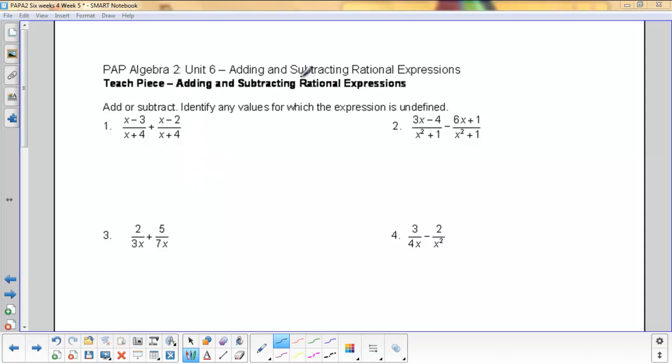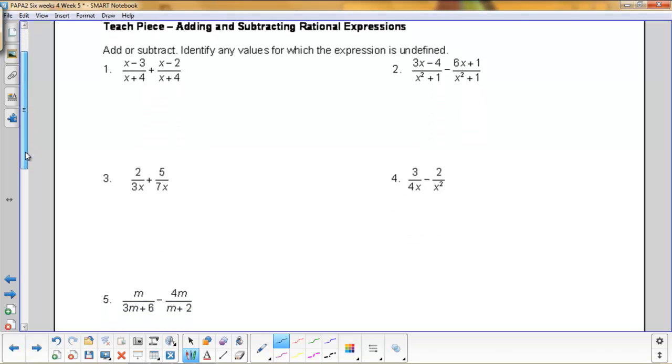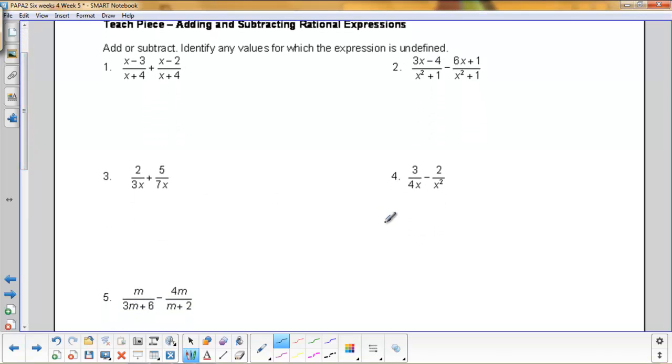Adding and subtracting rational expressions. There's a huge difference between adding and subtracting and multiplying and dividing. So before we get started, let's go ahead and write out the steps we're going to use.